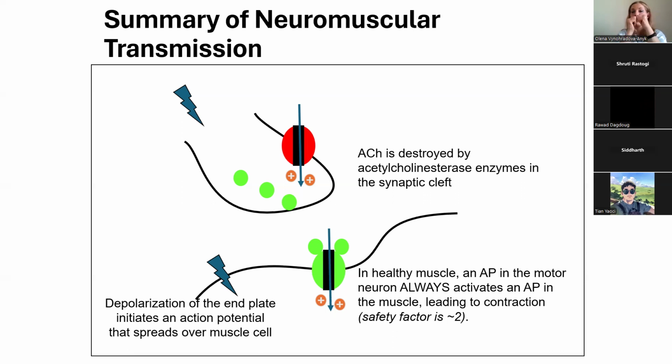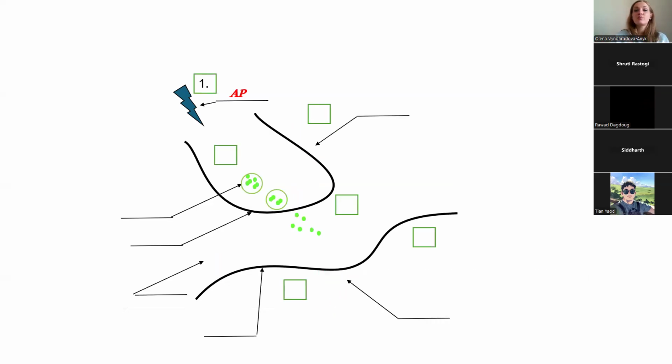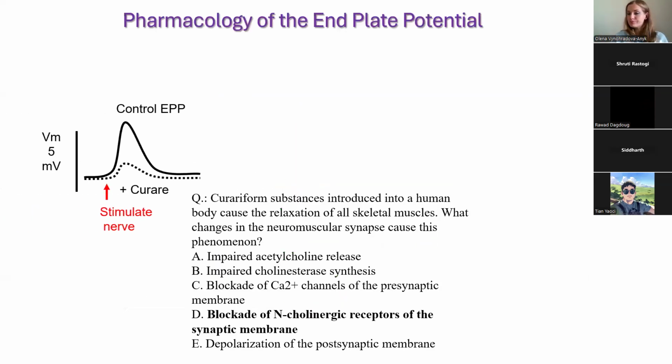When acetylcholine is released, it moves to the postsynaptic membrane and contacts nicotinic acetylcholine receptors. After contact, sodium channels will open, and sodium moves inside. If we block transmission by blocking nicotinic receptors, we will stop the transmission of signal from nerve to muscle. And an example from the Krok exam. Curariform substances introduced into a human body cause the relaxation of skeletal muscles. By the way, they are used in surgery practice for muscle relaxation.